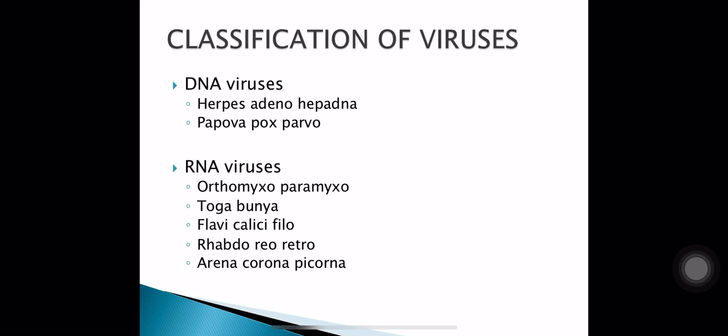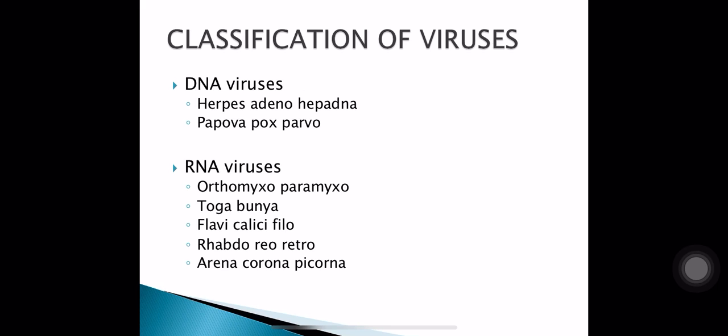Now viruses can be classified in various ways. One taxonomical classification is dividing them into two categories, DNA virus and RNA virus. The DNA viruses are 6 families: herpes, adeno, hepadna, and papova, pox and parvo. These are 6 kinds of DNA viruses.